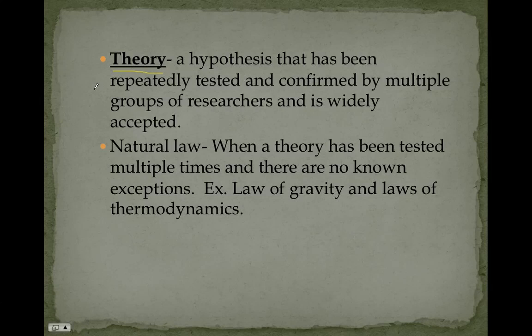All theories start off as a hypothesis proposed by one scientist or more, and then through testing over and over again, it will develop into theory. Natural law is a little bit different because with natural law, there are no known exceptions to that hypothesis, and so it becomes natural law. An example is the law of gravity. There's no known exceptions, right? If you trip, you're always going to fall to the ground. You're not going to fall up. We've never seen that or experienced that.